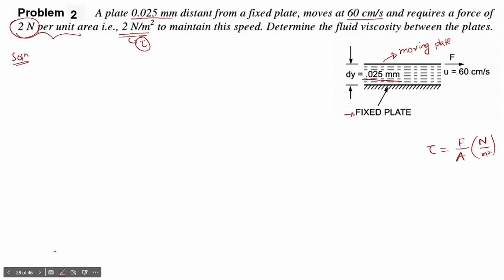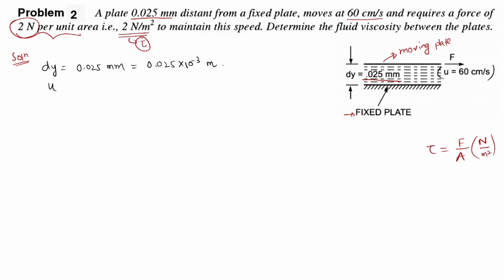So you are already given the distance. dy is given as 0.025 mm. So just convert it into meters: 0.025 into 10 raised to the power minus 3 meter. This is the value of dy. So what is the value of u? u is the speed of that upper plate, the speed of the moving plate. So u is equal to 60 centimeter per second. If you convert it into meter, you will end up getting 0.6 meter per second.